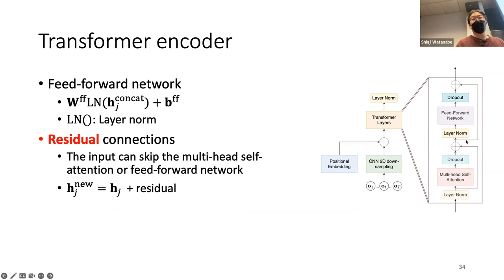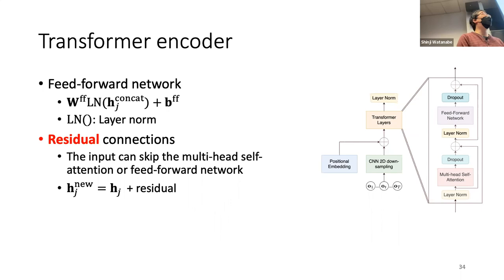And then there are a lot of arrows here, which are residual connections. This first residual connection means that the neural network can even skip the self-attention. And this second path means that the neural network can even skip the feed-forward neural network. This is generally good to make the training stable. So this is the transformer encoder. Last lecture, I only explained self-attention, but the transformer is not only self-attention, it is the combination of these techniques. So please remember that.